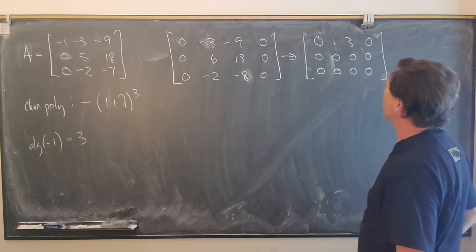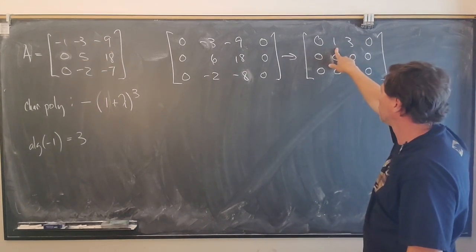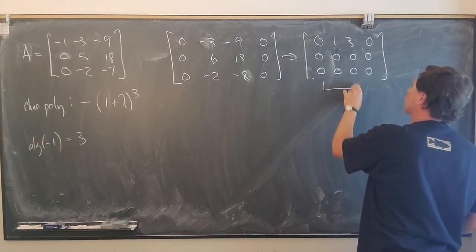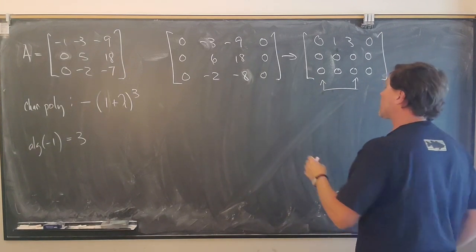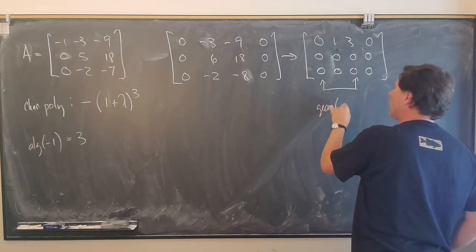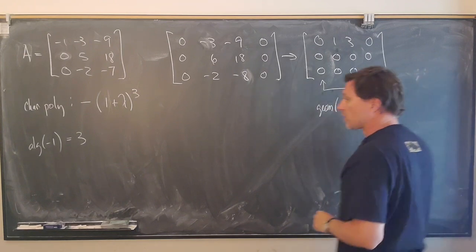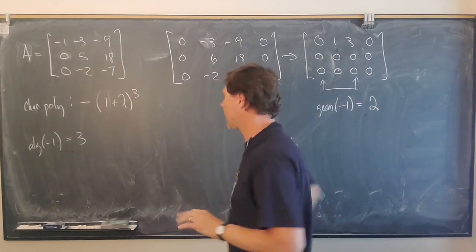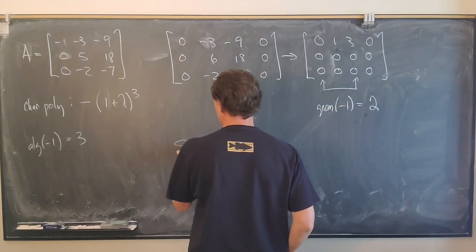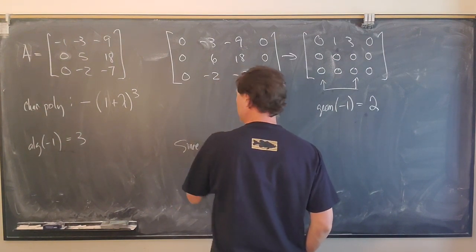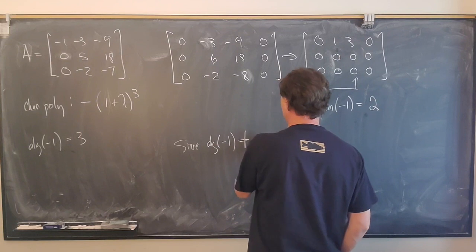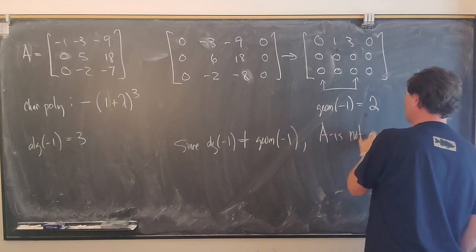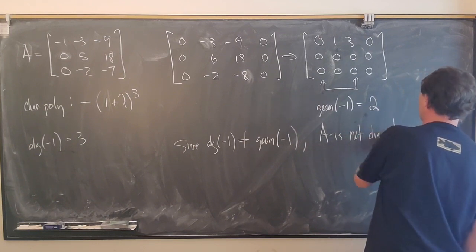So what does that tell us then? We have one leading one, so that means that there are two free variables, x1 and x3. So the geometric multiplicity of negative 1 is equal to 2. So algebraic multiplicity does not match geometric multiplicity. That tells us that A is not diagonalizable. So we'll say it like this: since the algebraic multiplicity of minus 1 is not equal to the geometric multiplicity of minus 1, capital A is not diagonalizable.